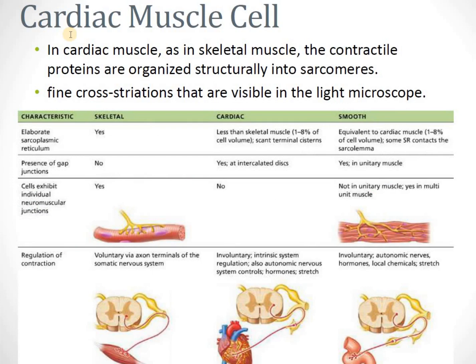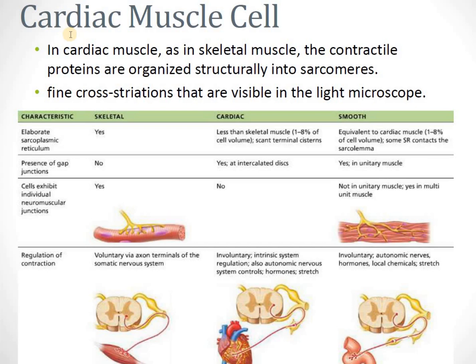The cardiac muscle cell. In cardiac muscle, as in skeletal muscle, the contractile proteins are organized structurally into sarcomeres. Fine cross striations are visible in a light microscope. First we will divide what the differences are, and how they contract. Elaborate sarcoplasmic reticulum is present in skeletal muscle. Cardiac muscle has less sarcoplasmic reticulum than skeletal muscle. Smooth muscle has 1 to 8% of the cell volume.